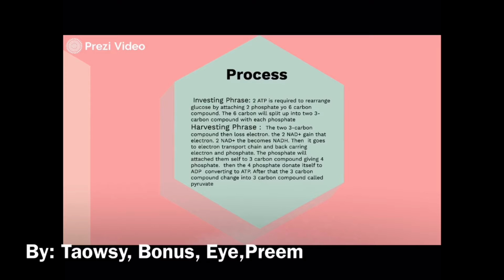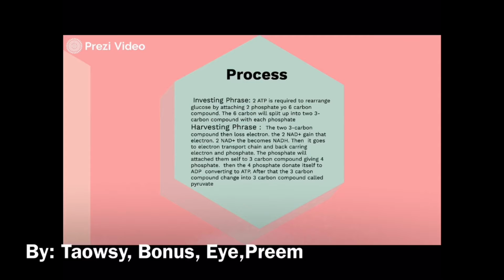Then the harvesting phase. The 2 3-carbon compounds then lose electrons. The 2 NAD plus will gain those electrons and convert to NADH. Then it goes to the electron transport chain and back, carrying electrons and phosphate. The phosphates will attach themselves to the 3 carbon compounds, giving 4 phosphates. Then the 4 phosphates donate themselves to ADP, converting it to ATP. After that, the 3 carbon compounds change to another 3 carbon compound called pyruvate.